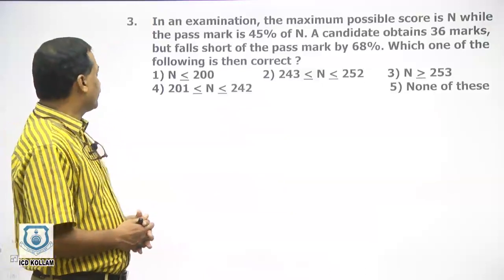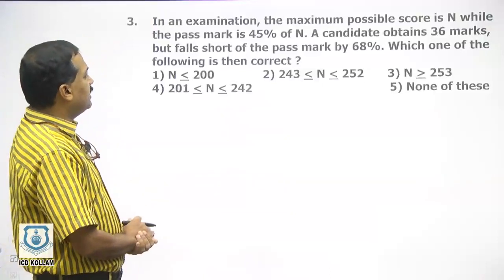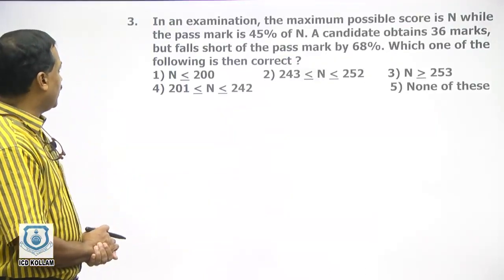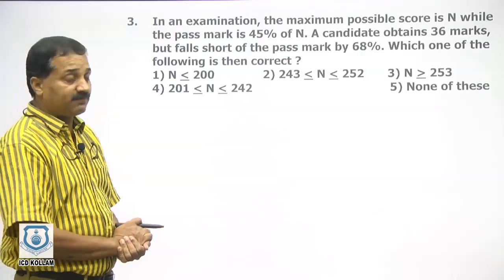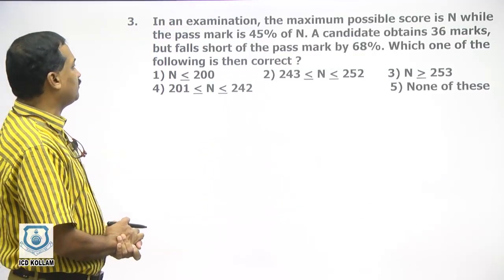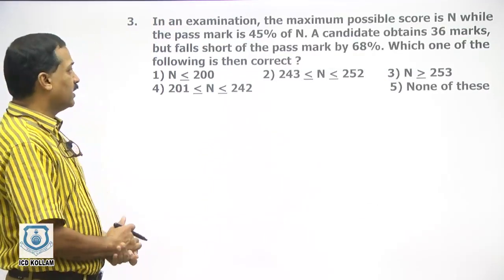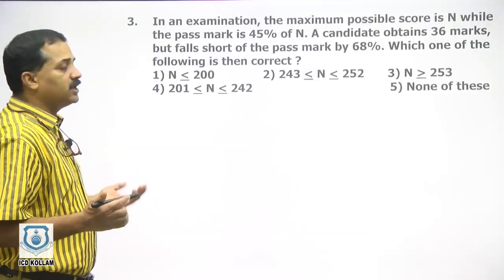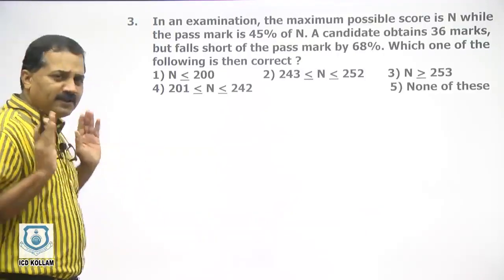Question number 3. In an examination, the maximum possible score is N, while the pass mark is 45% of N. A candidate obtains 36 marks but falls short of the pass mark by 68%. Which one of the following is then correct? Okay, very simple question.